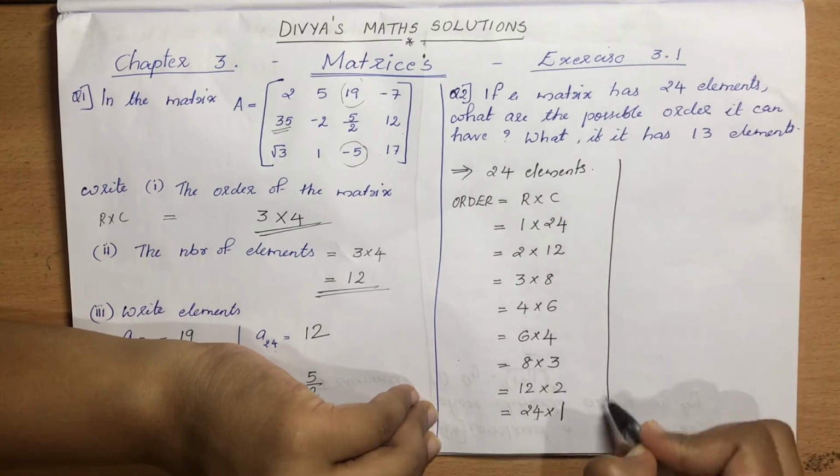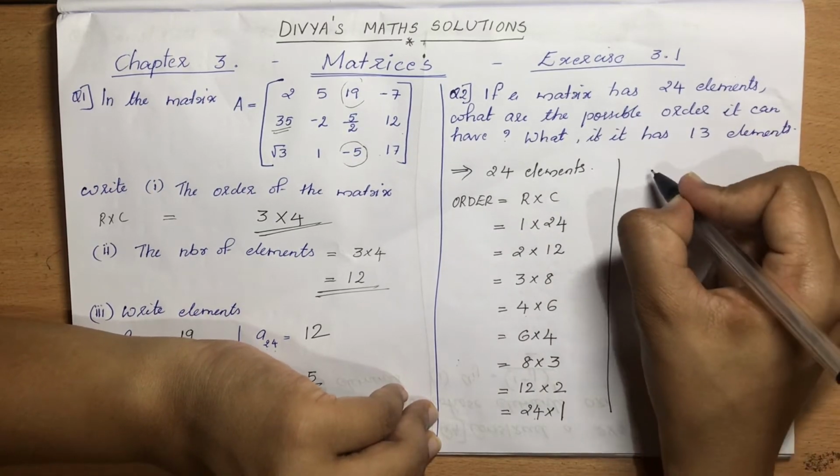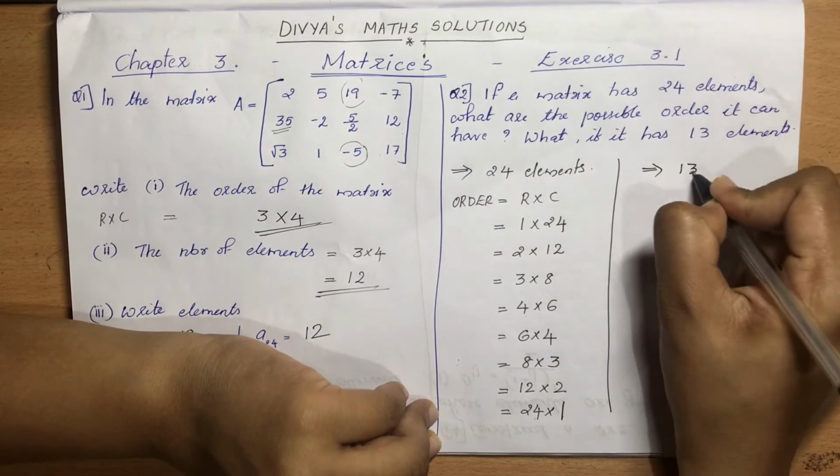So like this, now the case of 13 elements. If it has 13 elements, we need to write the orders.